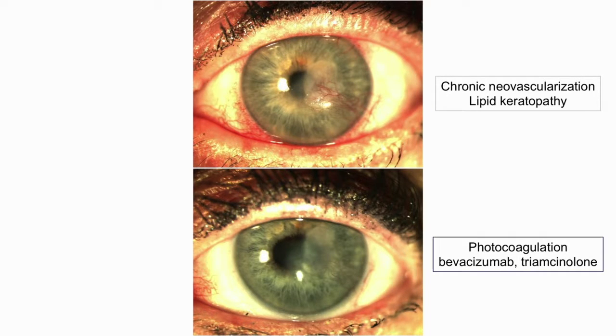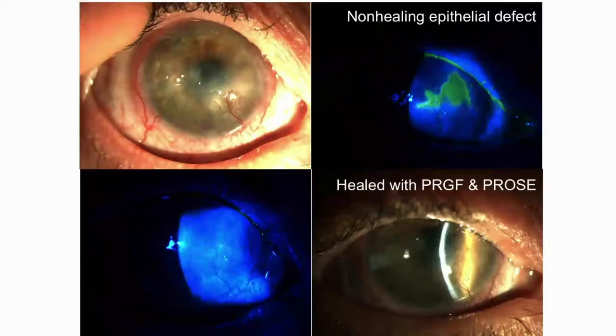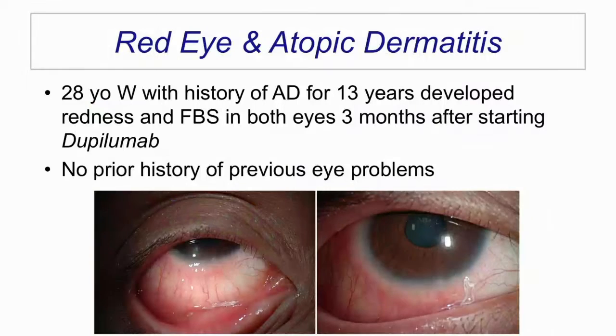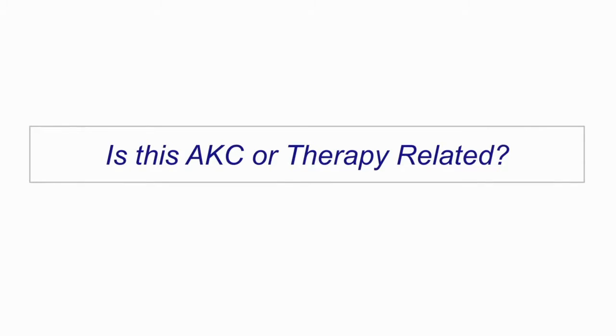Neovascularization can be treated with photocoagulation, bevacizumab, and triamcinolone, and non-healing epithelial defects with scleral contact lenses such as PROSE and PRGF. Finally, I'd like to leave you with a new clinical entity. This is a 28-year-old that had atopic dermatitis for 13 years and developed new onset redness and foreign body sensation in both eyes 3 months after starting Dupilumab. There was no history of prior eye problems.